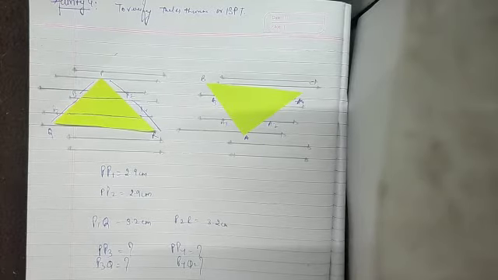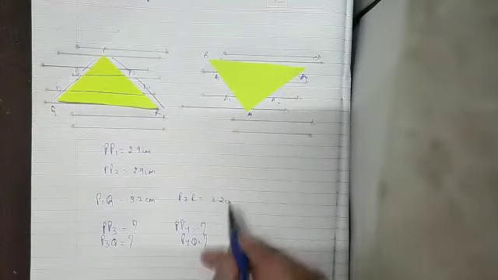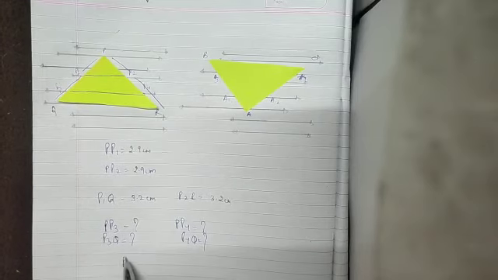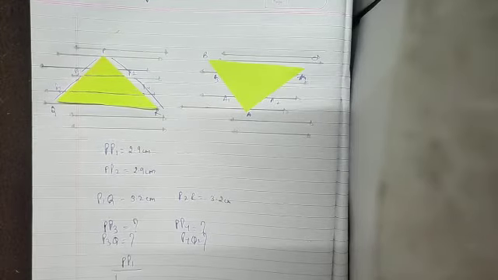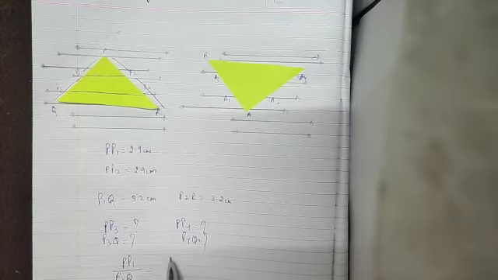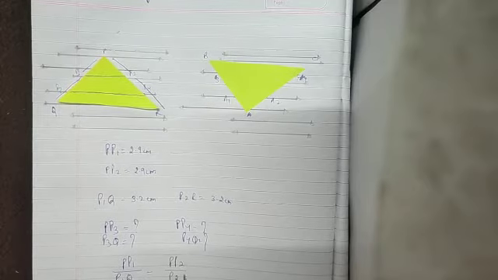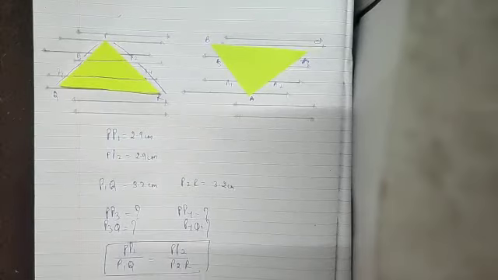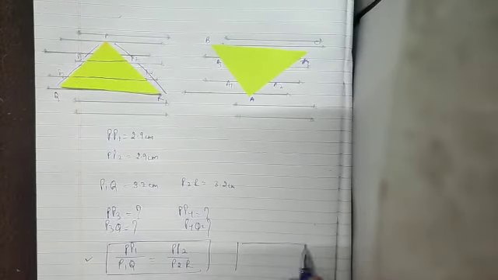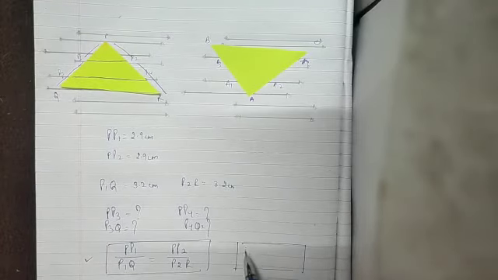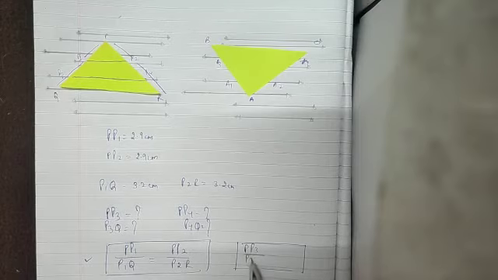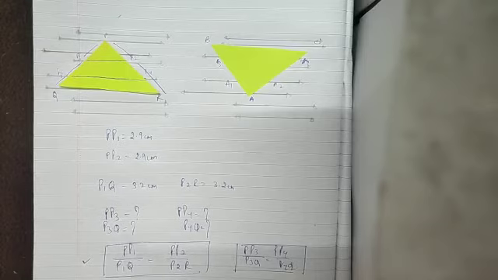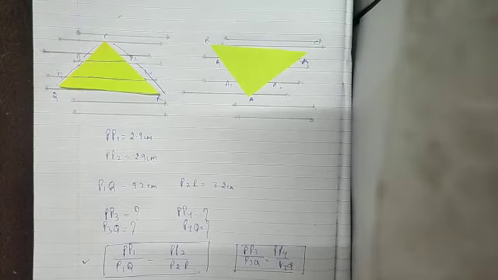Having found all the distances, you will observe that the ratio PP1 upon P1Q is equal to PP2 upon P2R. This is your observation after finding all the values. Similarly, you will also find that PP3 upon P3Q is equal to PP4 upon P4Q. You can easily find it.